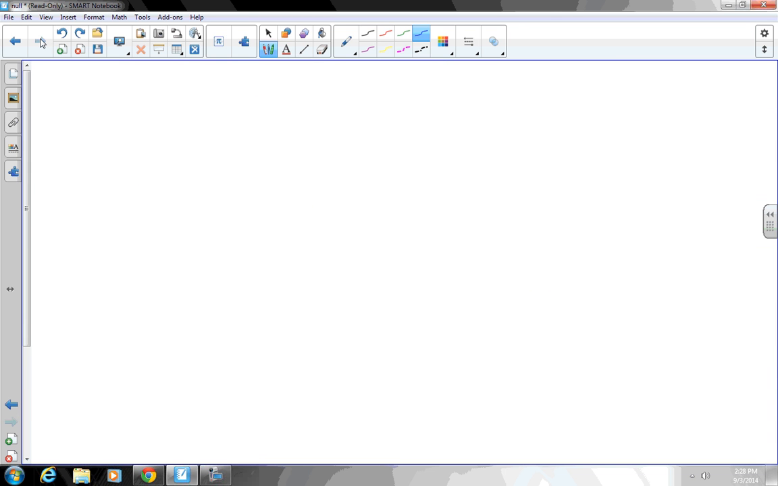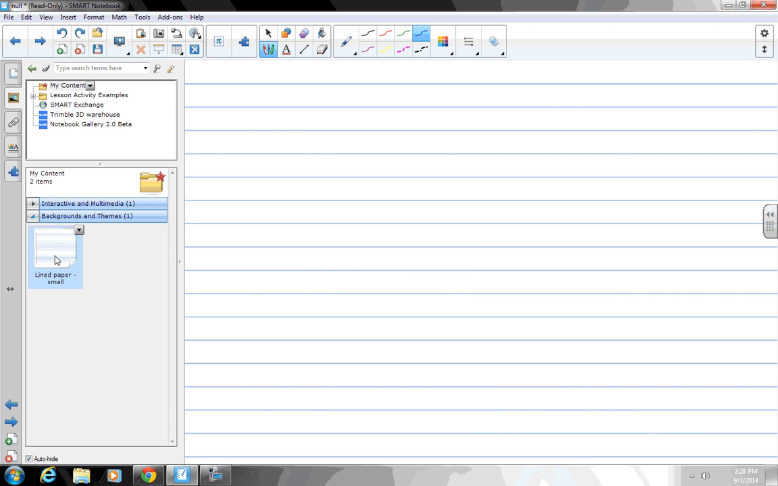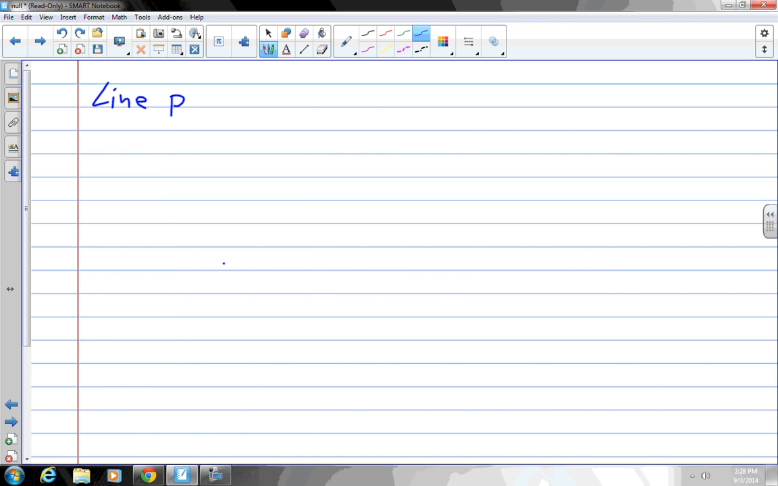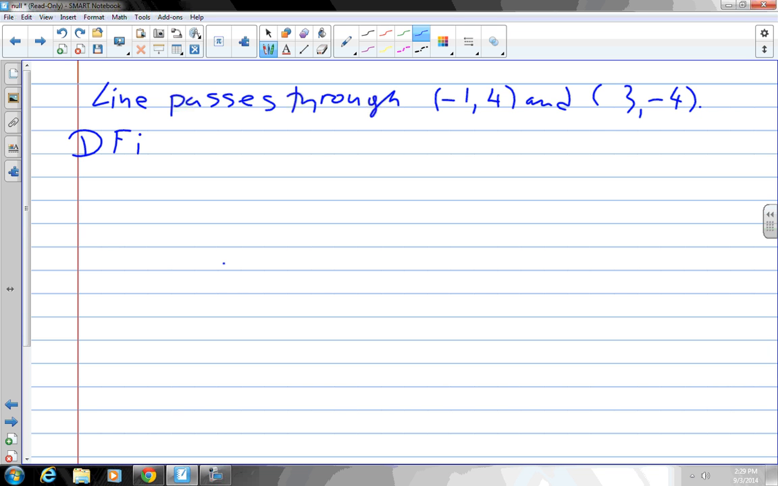So same thing, find the equation of a line. Now the line passes through (-1, 4) and (3, -4). Do I have the two required pieces of information? I do not, but can I find them? Yeah. Because I have a point. I have an abundance of points. I have two. But I need to find the slope. So first would be to find the slope.